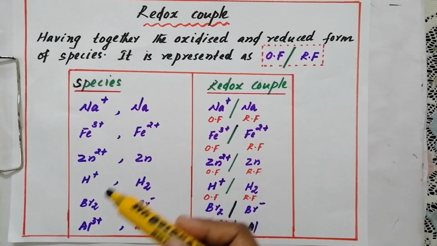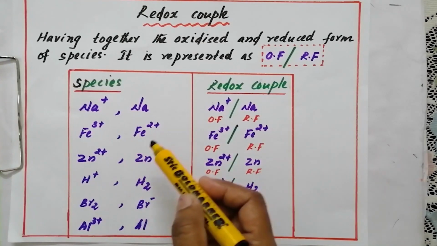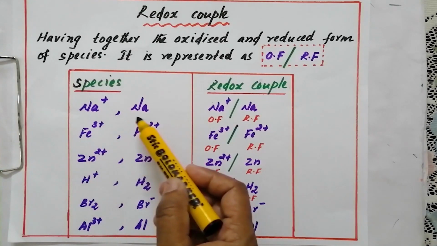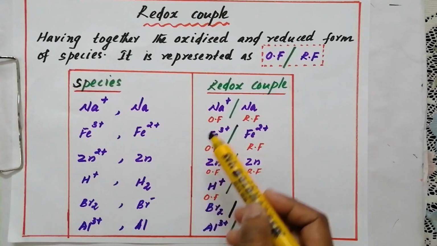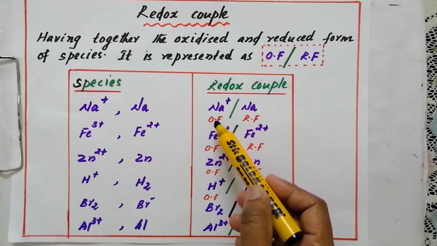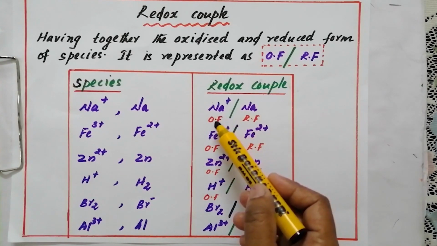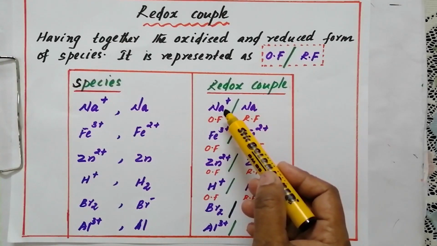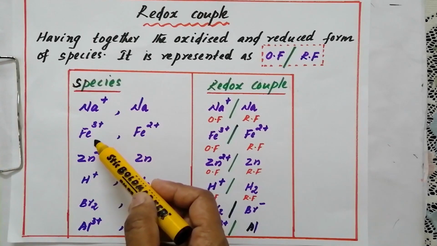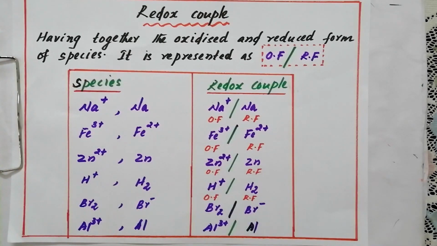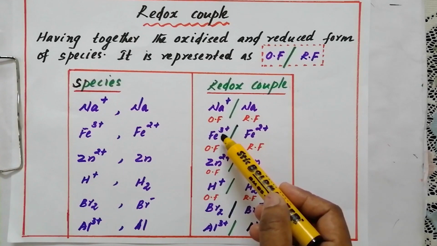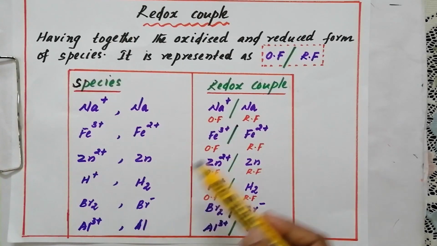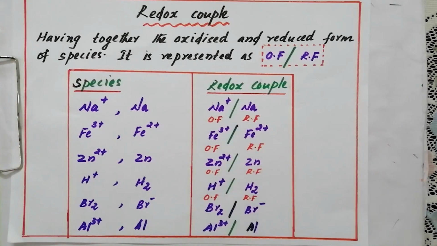And here we are having different species, and from the species we are making redox couple. The first one, sodium ion and sodium. Here the oxidized form is sodium ion because the oxidized form is having more positive charge. So oxidized form / reduced form, that is sodium. So Na plus / Na. Fe3 plus and Fe2 plus. The oxidized form is Fe3 plus and reduced form is Fe2 plus. So the redox couple is represented as Fe3 plus / Fe2 plus.